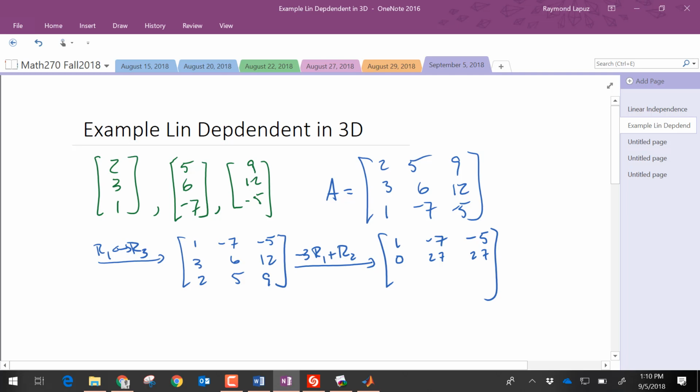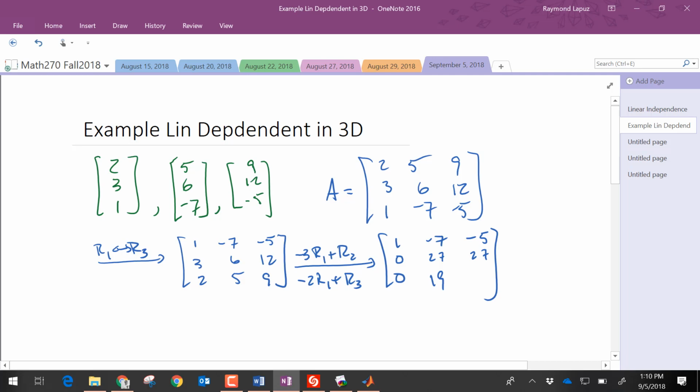And then here's where I get to do the other step because I'm not touching the bottom yet, so I'll mess with it now. -2 times R1 added to R3. I'll get rid of that 2 over here. So that's -2 times -7 is 14. 14 plus 5 is 19.